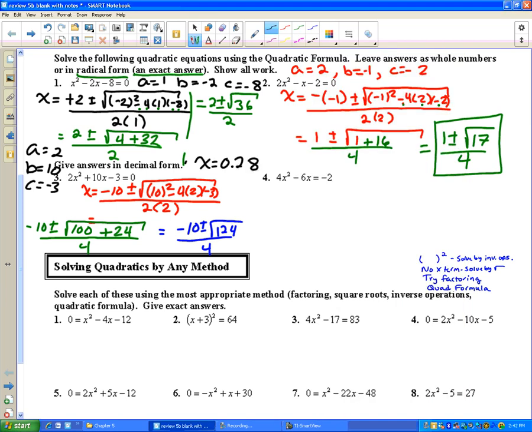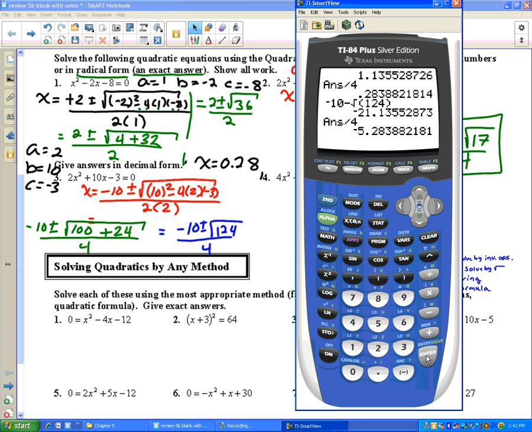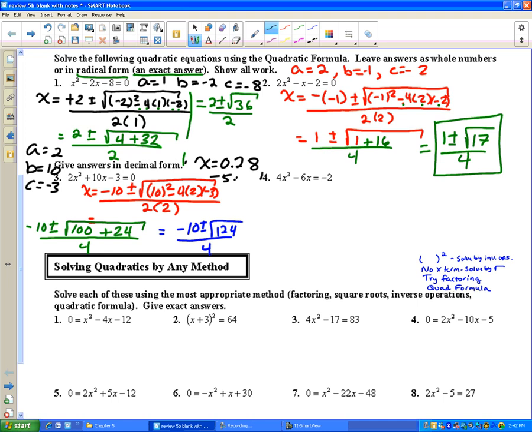That was the plus. Now I need to do the minus. So I need negative 10 minus the square root of 124. Again, hit enter. Now I can divide by the 4. And I get negative 5.28. So this is negative 5.28. That's my two answers for number 3.